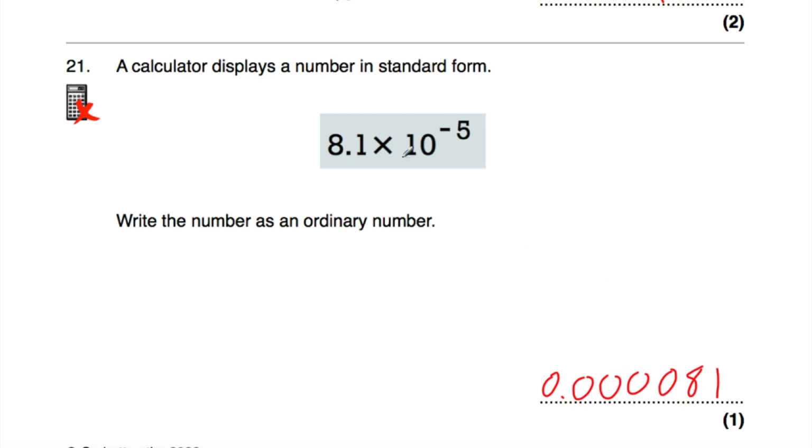So the answer would be 0.0000081. And that's it. Alternatively, we could think about it in terms of the fact that the 8's in the units, or the ones column. And we need to move it 5 columns to the right, so it would move 1, 2, 3, 4, 5 to there, and then that will be our answer. And that's it. Okay, let's look at our next question, question number 22.